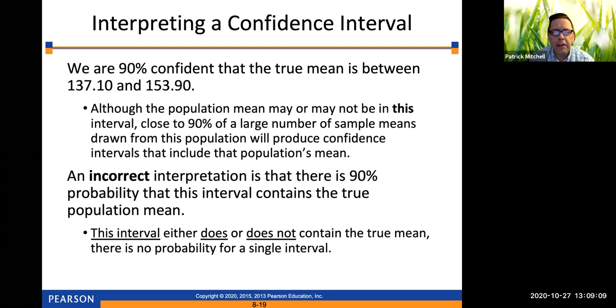An incorrect but common interpretation of a confidence interval is that there is a 90% probability that this interval contains the true population mean. And that's incorrect because the interval either does or does not contain the true mean. All right, so a probability like that for a single interval doesn't really make sense.